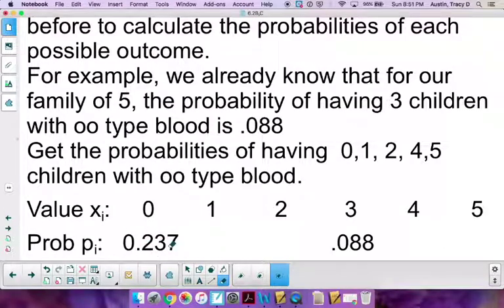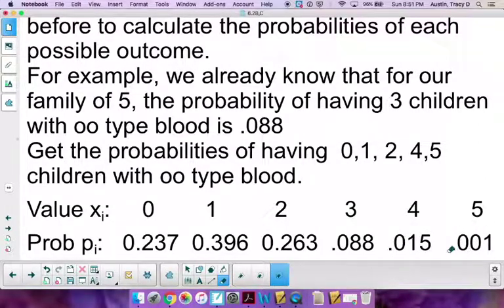You should have gotten 0.237, 0.396. Remember rounding to 3 decimal places, please. 0.263, 0.088, 0.015. And yeah, I know the scientific notation says like 3 zeros and then a 9, so we're going to round again to 3 decimal places. So 0.0009 is actually 0.001. If you add that all up, it does actually equal 1. So if we round to the 3rd decimal place, that usually gets it to be the most accurate as far as getting our distribution to actually add up to 1 like it should.